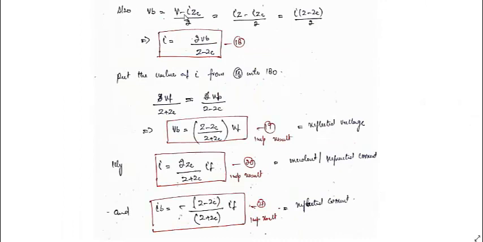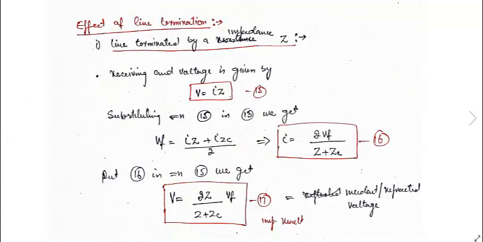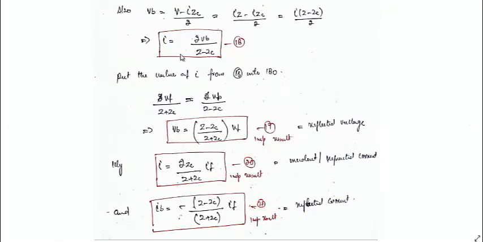Also Vb is equal to (V minus I into Zc) divided by 2. That means now V is equal to I into Z, so Vb is I into Z minus I into Zc divided by 2. That is I into (Z minus Zc) divided by 2. So I will be equal to twice Vb divided by (Z minus Zc). Put the value of I from 16 into 18. Now I is also equal to this value.